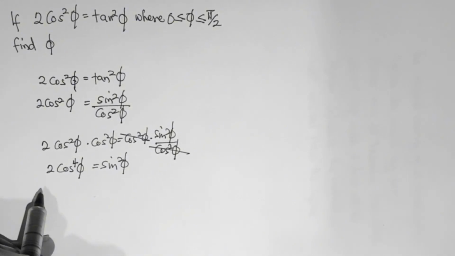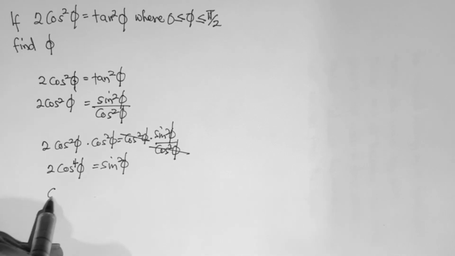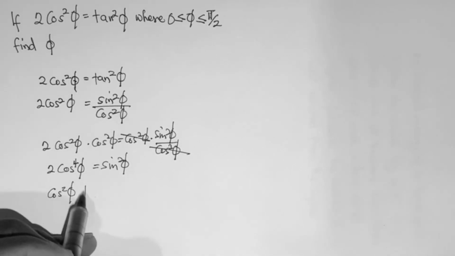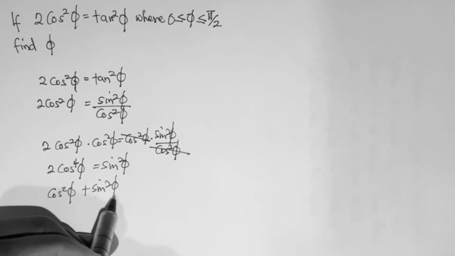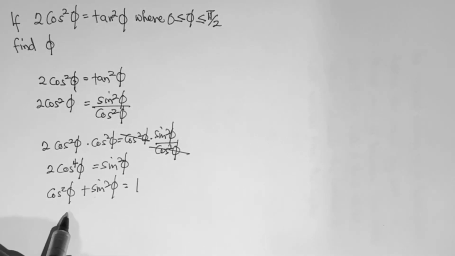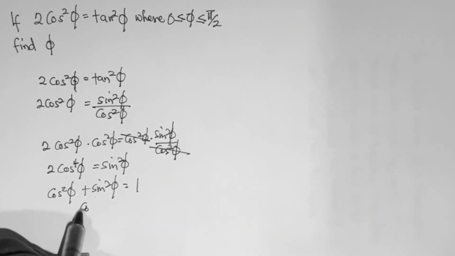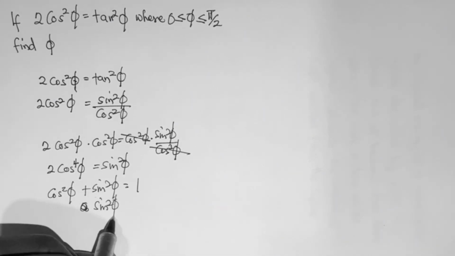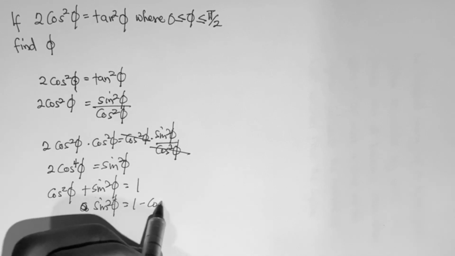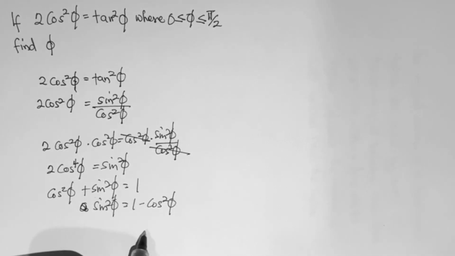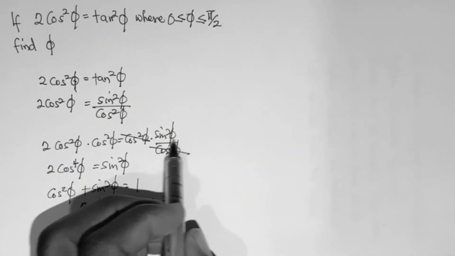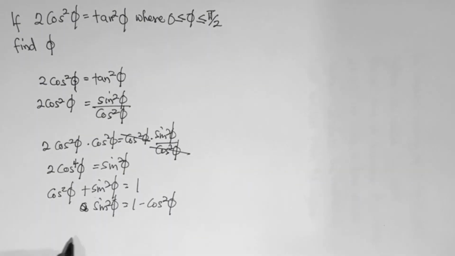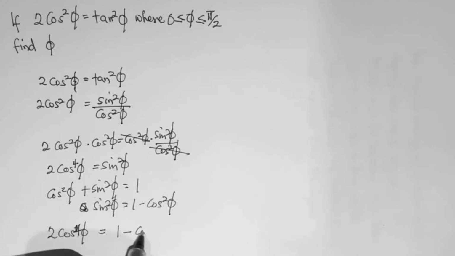But we know from trig identities that cos squared phi plus sine squared phi is equal to 1. So this implies that if we make sine squared phi the subject, then sine squared phi is equal to 1 minus cos squared phi. So we can replace this sine squared phi with 1 minus cos squared phi. So it becomes 2 cos phi exponent 4 equals 1 minus cos squared phi.